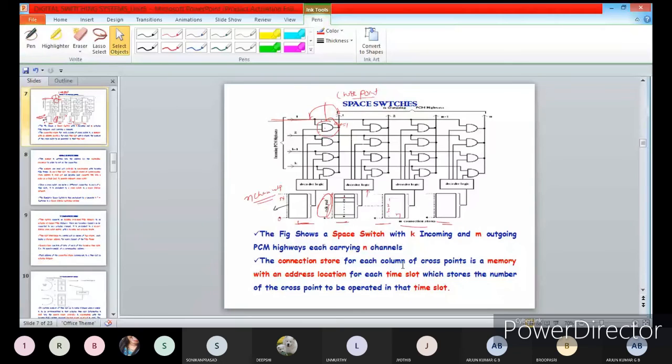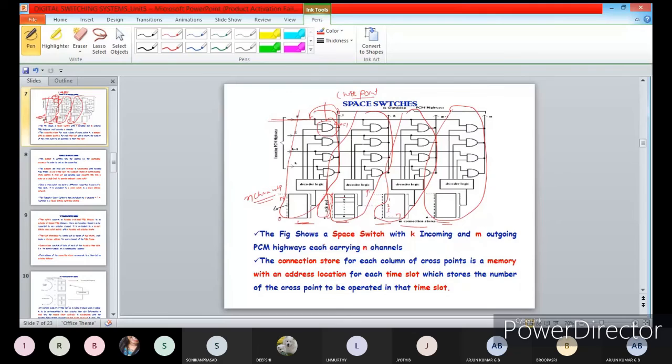Okay, this is each column. See, this is the first column. Suppose we can see these are the columns, and each column has a connection store. This is your first column, this is your second column, and this is your third column. Like that, each column should have a connection store.